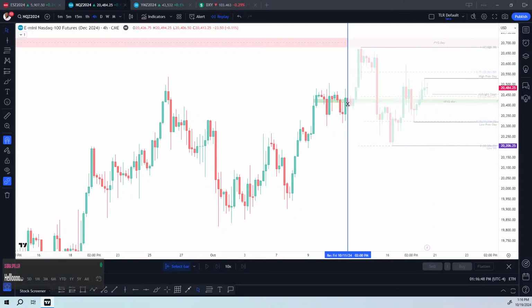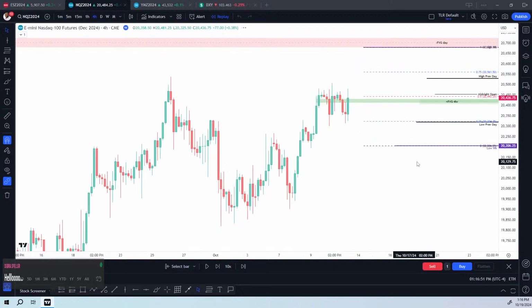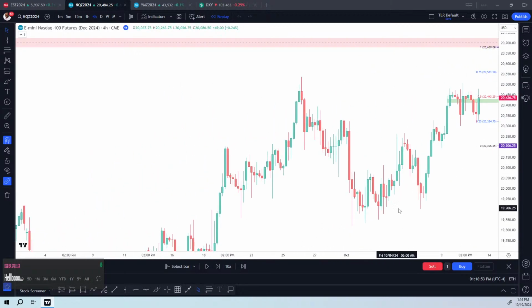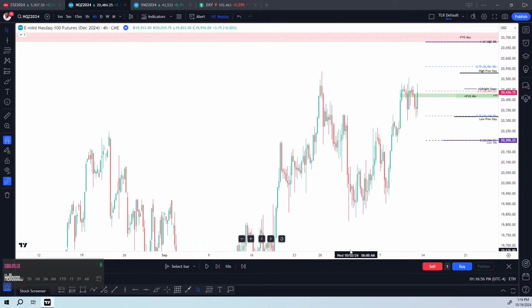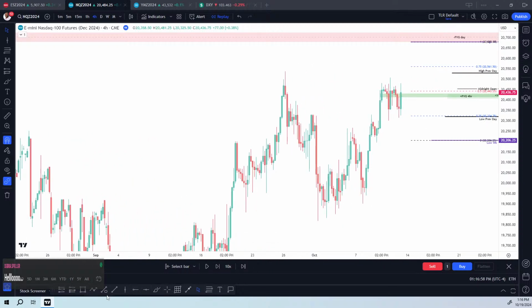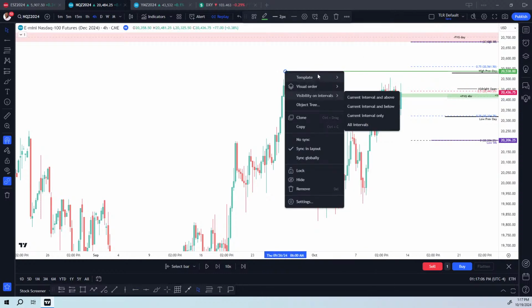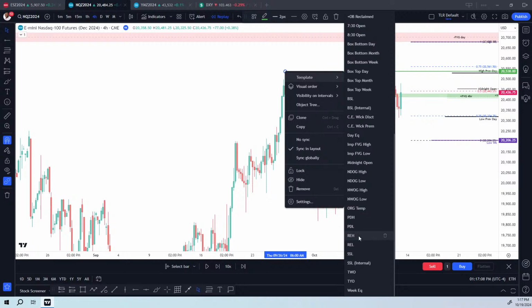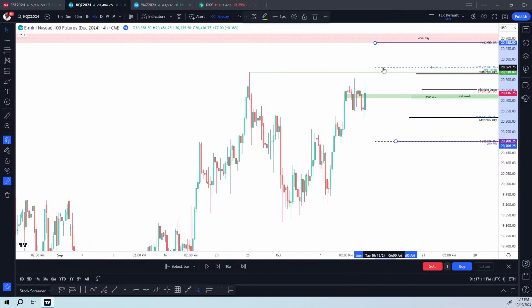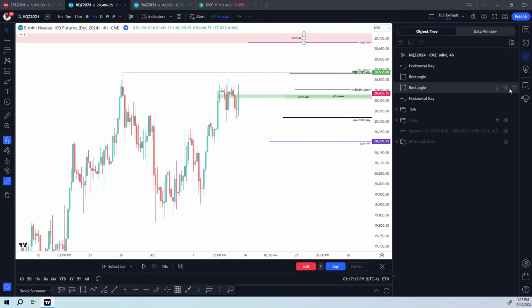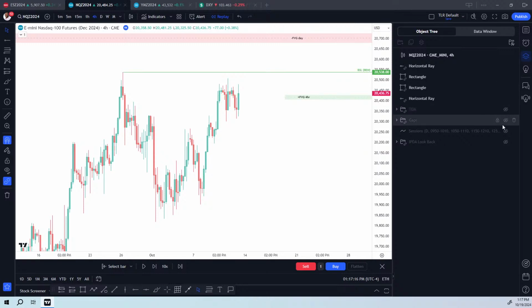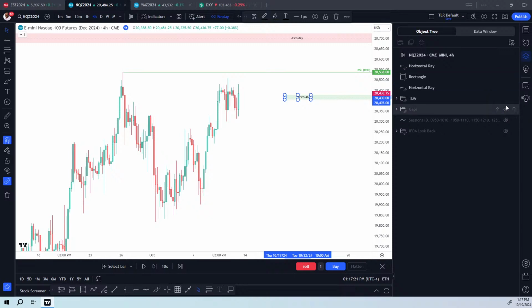Right, when price was here, we came up and we set relative equal highs here. Let me get this junk out of the way. Let's turn off our TDA for a second because we're just talking here.